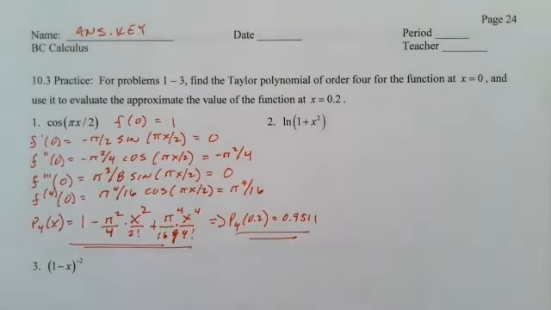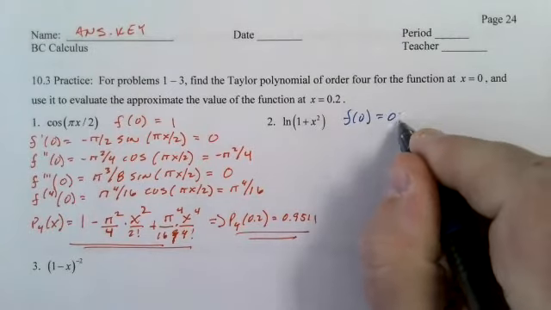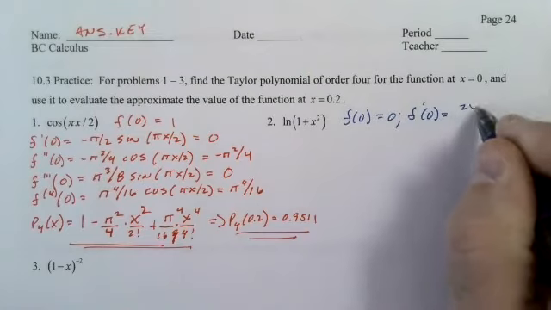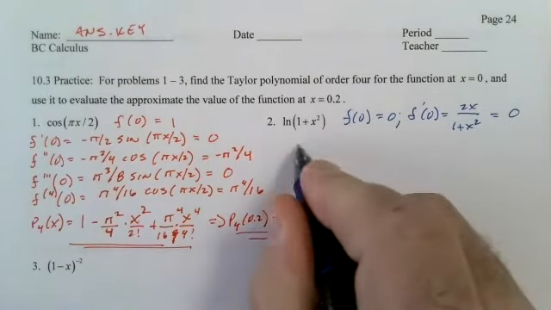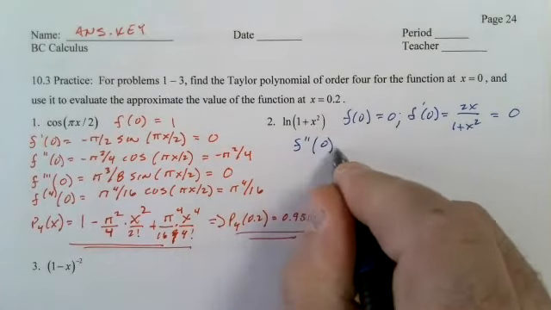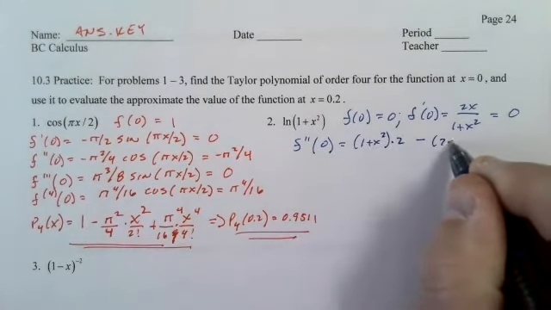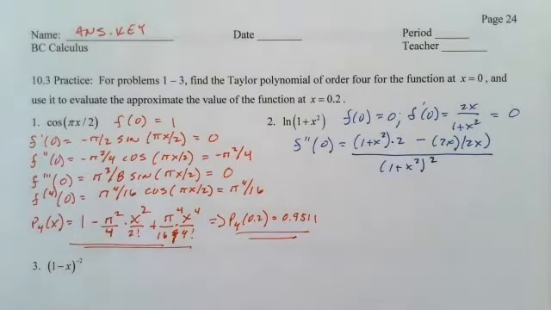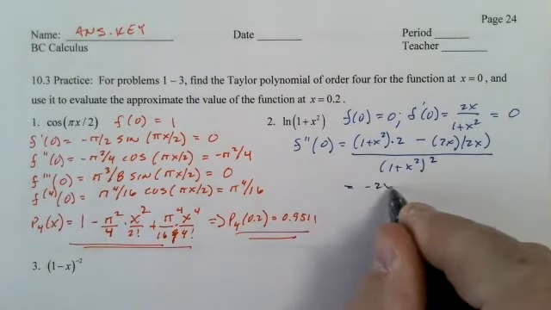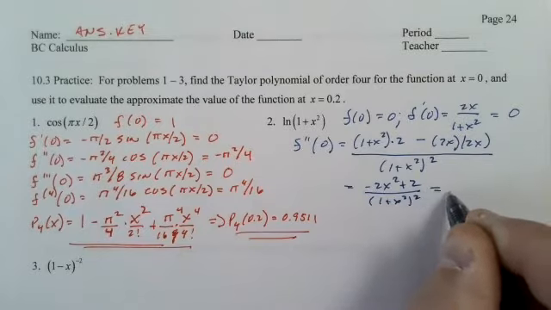All right, next one. F of 0 equals 0. F prime of 0 equals 2x over 1 plus x squared equals 0. F double prime of 0 equals (1 plus x squared times 2 minus 2x times 2x) over (1 plus x squared) squared, which equals negative 2x squared plus 2 over (1 plus x squared) squared, which when we plug in 0 is 2.